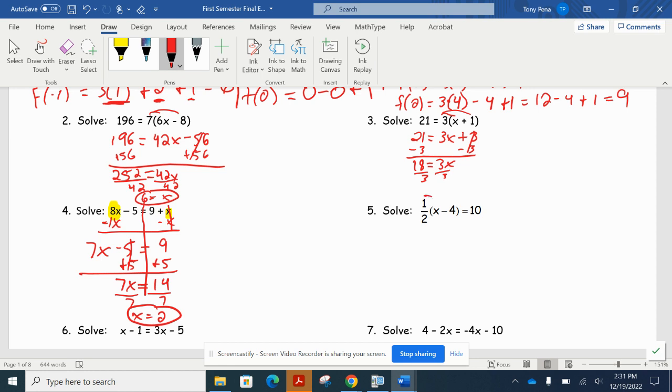All right, 5, same thing. We'll distribute. 1/2 times x is just 1/2 x. 1/2 times 4 is the same as saying 1/2 of 4, which is 2.